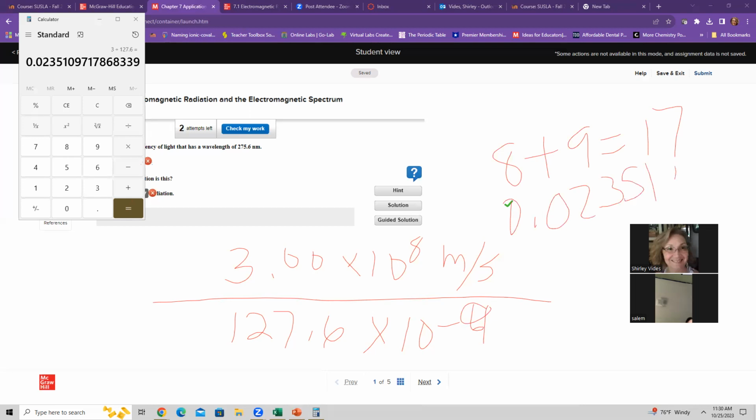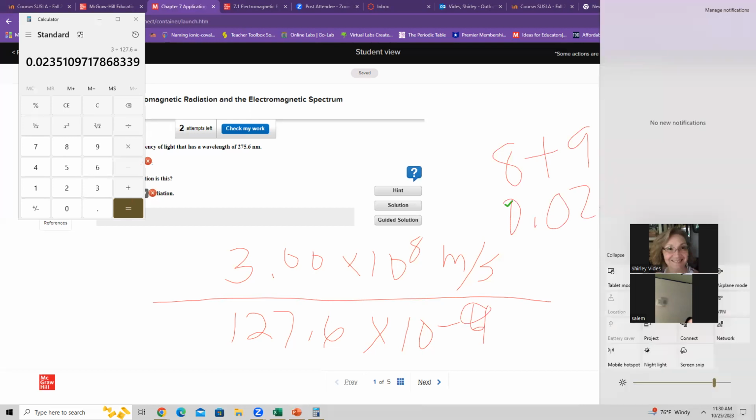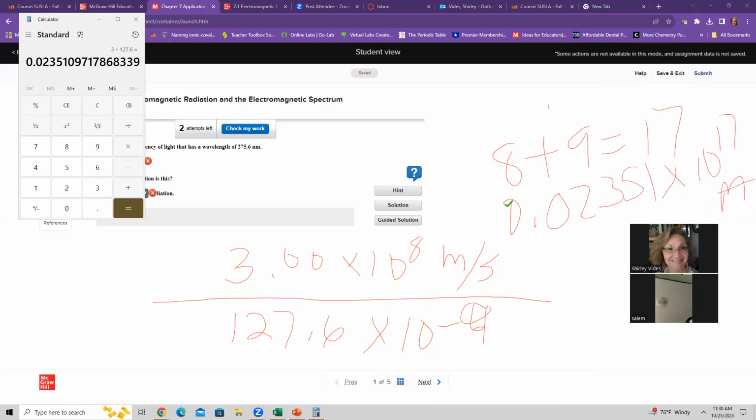0.02351 times 10 to the 17th meters. Well, actually seconds, so it's hertz. But this is in meters, but it had to be done this way or it wouldn't work. All right, so that hurts. But now we got 1, 2 to increase, so we decrease by 2. So it's to the 15th. Yours is 2.351 times 10 to the 15th.